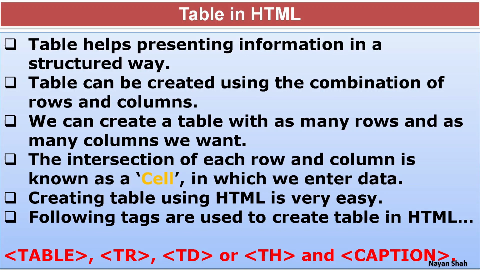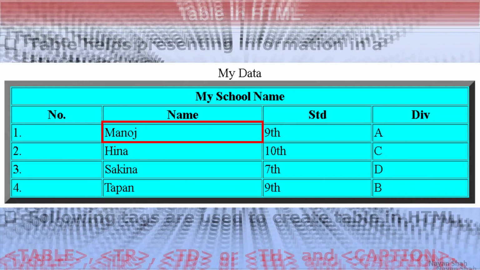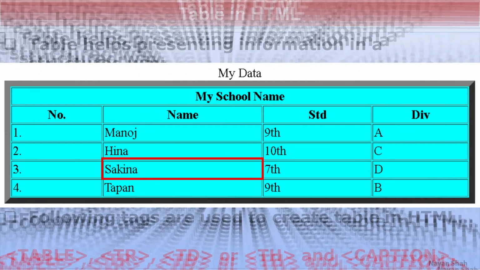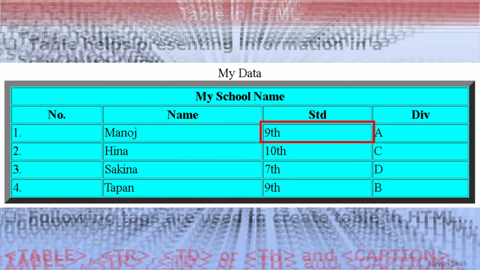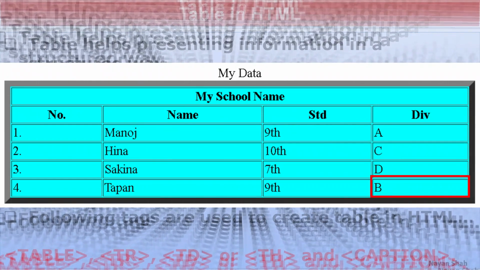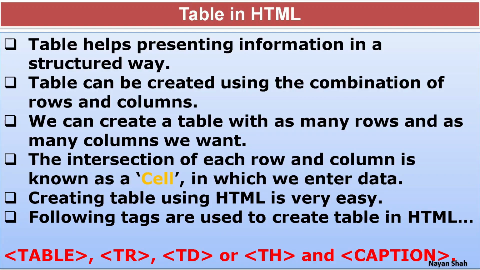Each intersection of row and column, where that row and column cross each other, is called a cell, and a cell is the place where we write some data. So the intersection of row and column is known as a cell.